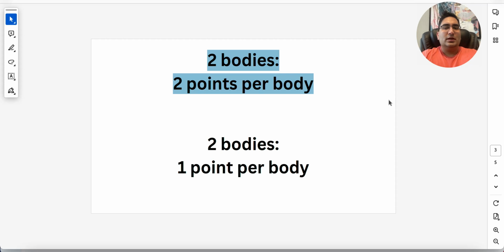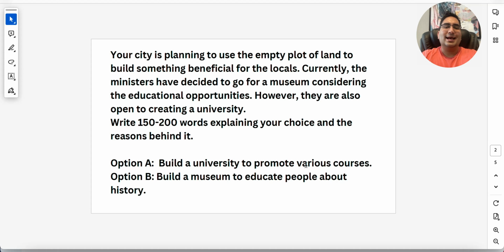So when we start with approach number 1, this is the one that is the most popular. This is the one that I recommend to students. This is the one that advanced users can use, and this is the one that will give you the most marks. Here it's simple. You got to do 2 points per body paragraph. For example, in this question that we looked at, I supported university. Let's build a university instead of a museum.